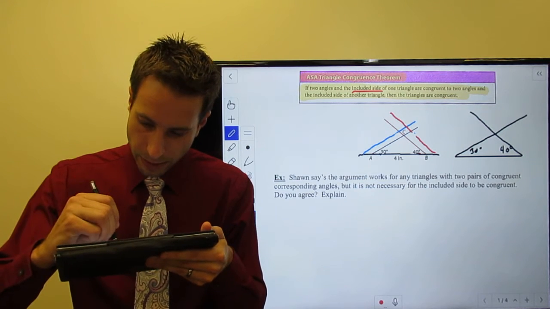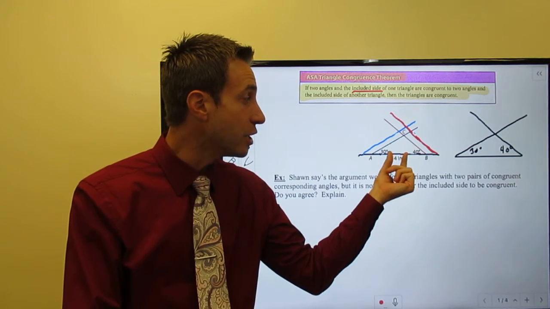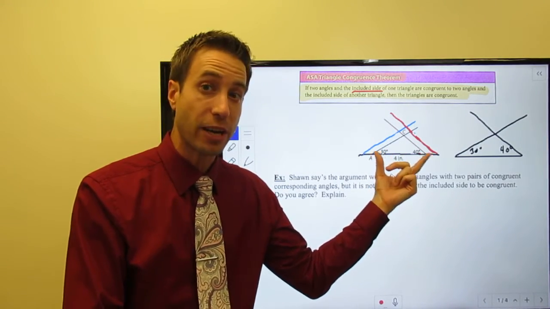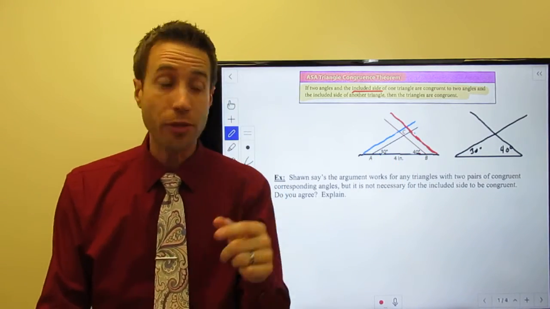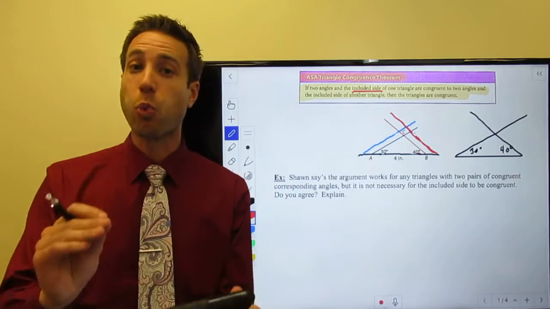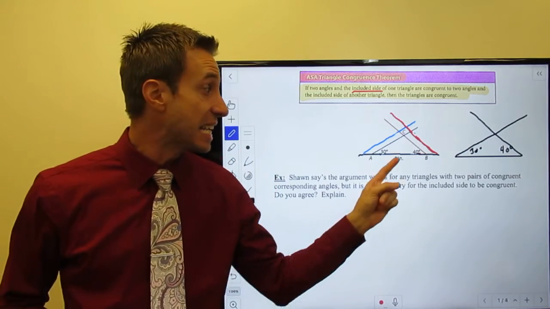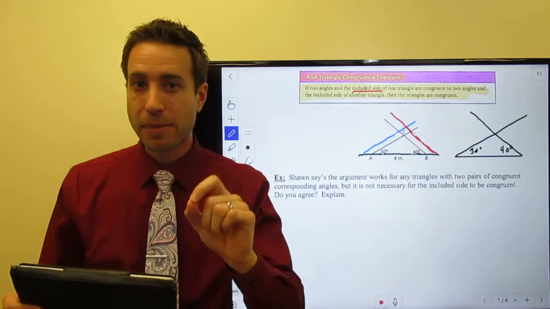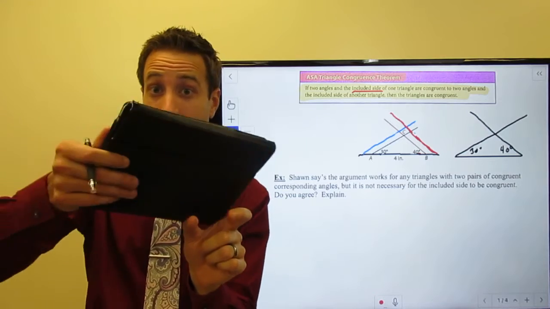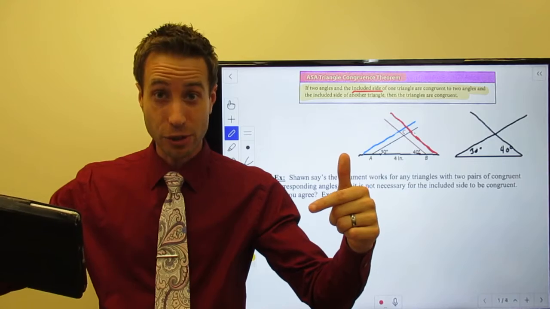Right? What happened? What do you see? Well, if I make that included side bigger, what has happened to the other two sides? Please notice that they have also gotten bigger. Here's why it must be two angles and the included side. The reason it must be the included side is because that side between the two angles will determine the length of the other two sides.